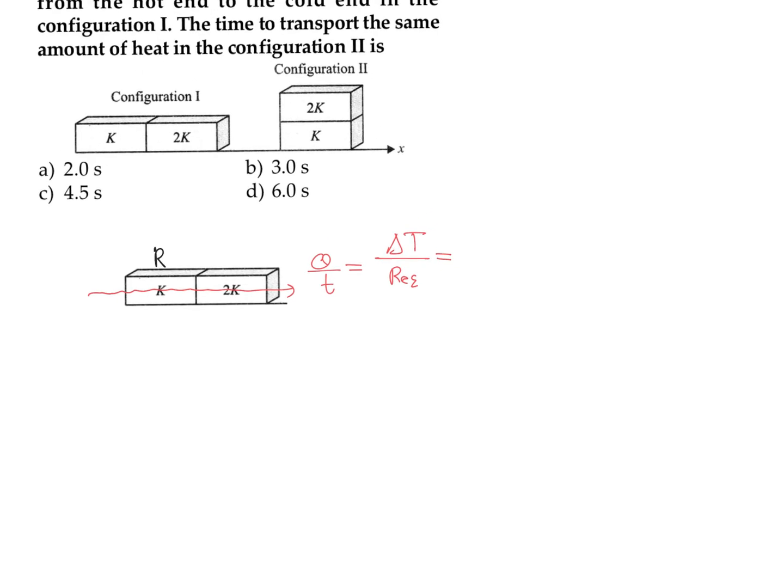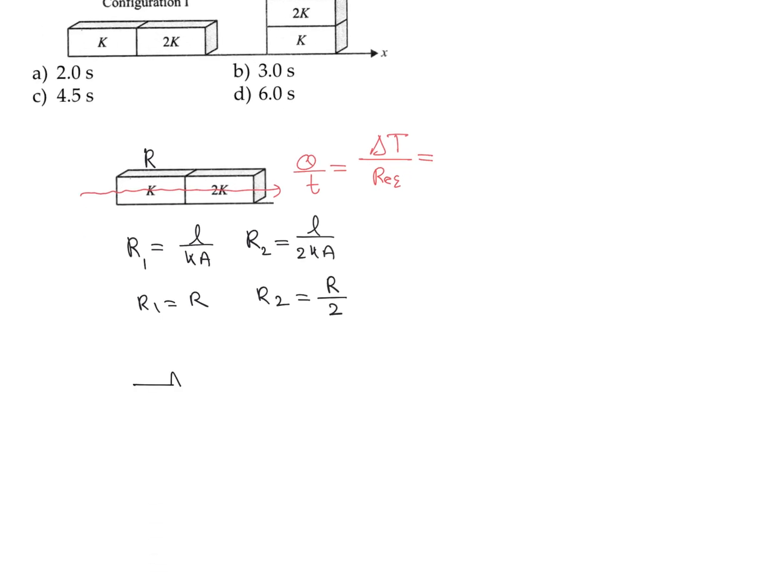Let's say the resistance of this conductor is R. From the equation for thermal resistance, L divided by KA, the resistance of the second one, let's say this is R1, the second one will be equal to L divided by 2KA. If I take R1 equal to R, then R2, which is L by KA taken as R, will be equal to R by 2. So the first situation is two resistors of resistance R and R by 2 connected in series. The equivalent resistance will be R plus R by 2, which is 3R divided by 2.